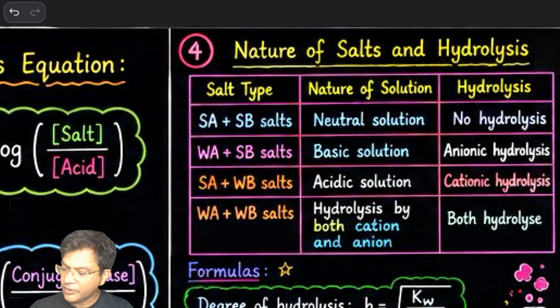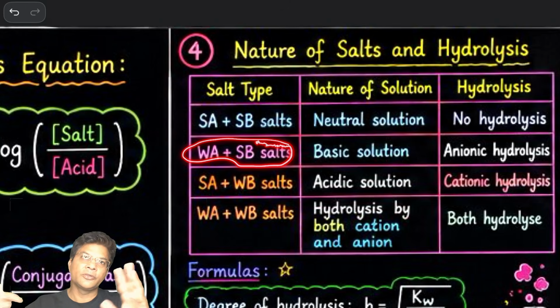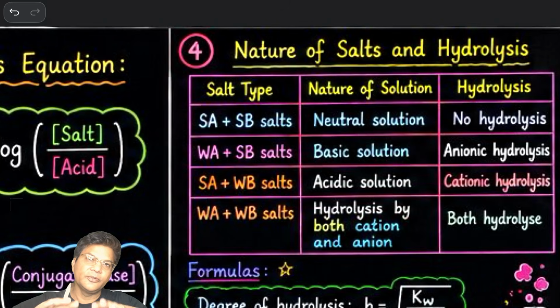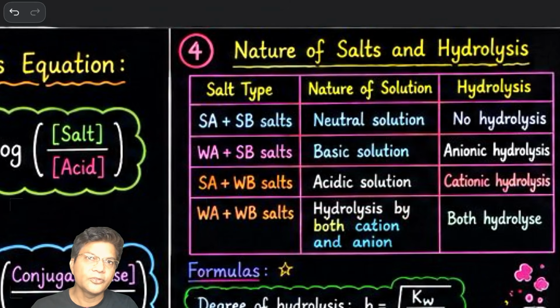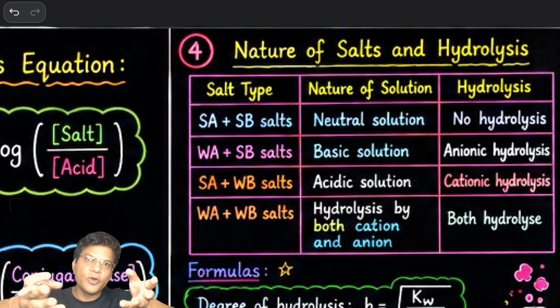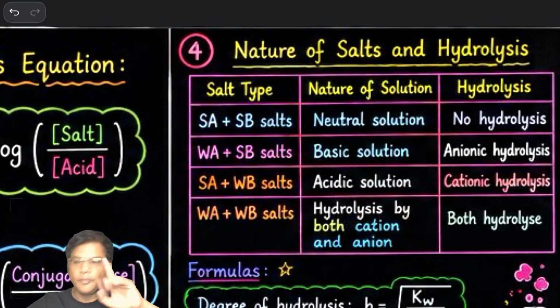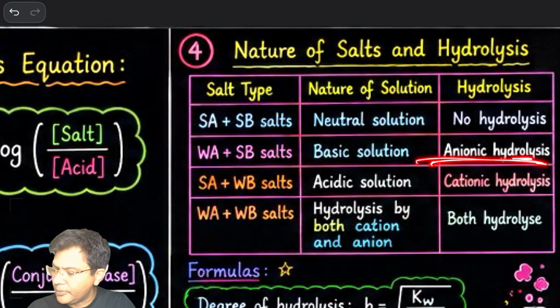Now if you are having a salt of weak acid, strong base, for example CH3COONa, when adding water, it will form NaOH and acetic acid. Now NaOH will ionize fully and acetic acid will ionize less, so its nature will be more basic. NaOH will furnish more OH negative ions, so it will be anionic on hydrolysis and a basic solution.